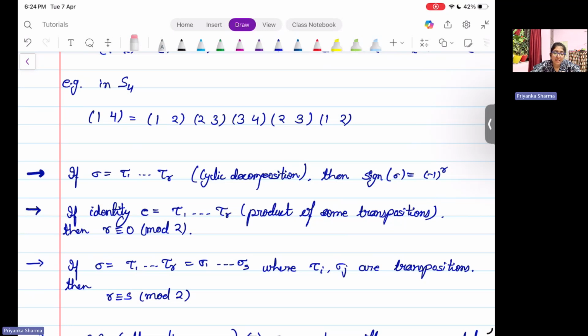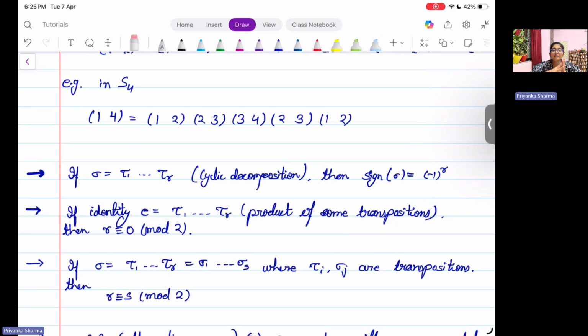So if sigma is a permutation in Sn, and if we write it as tau 1, tau 2 up to tau r as the cycle decomposition, then what will be the sign of sigma? The sign of sigma will be -1 to the power r, where r is the number of disjoint cycles in the cycle decomposition of the given permutation sigma.